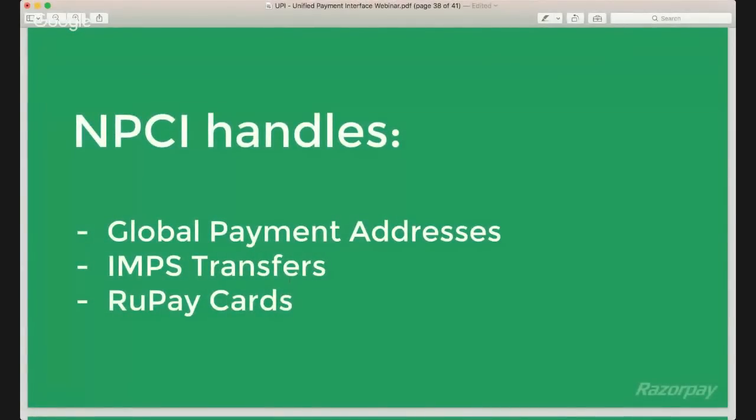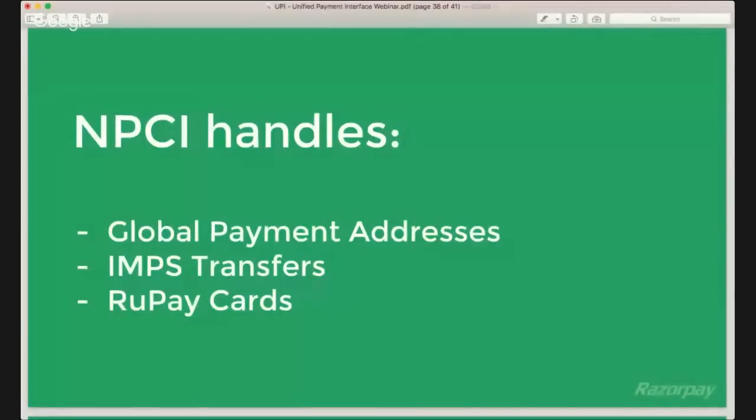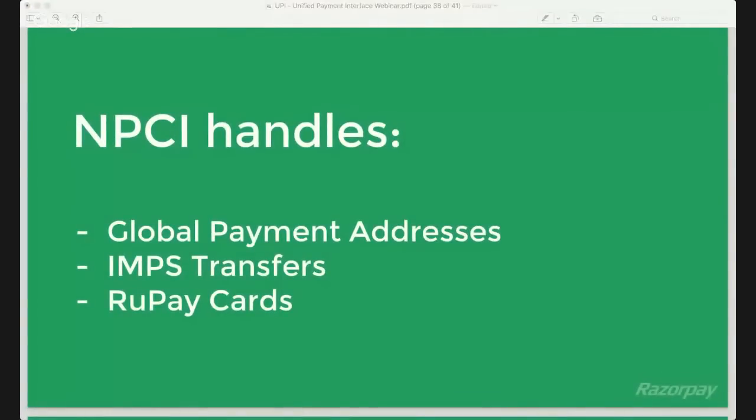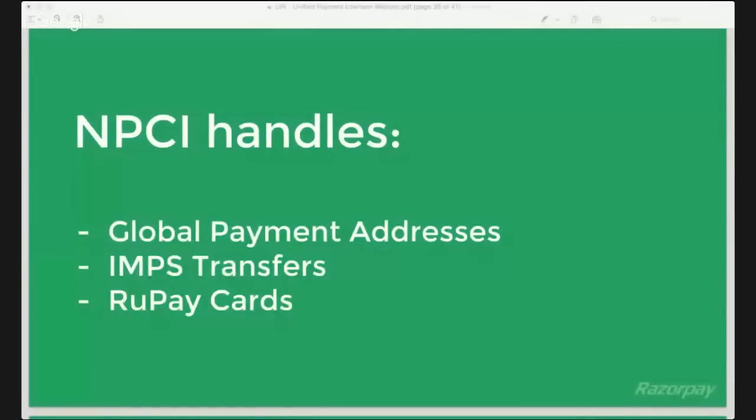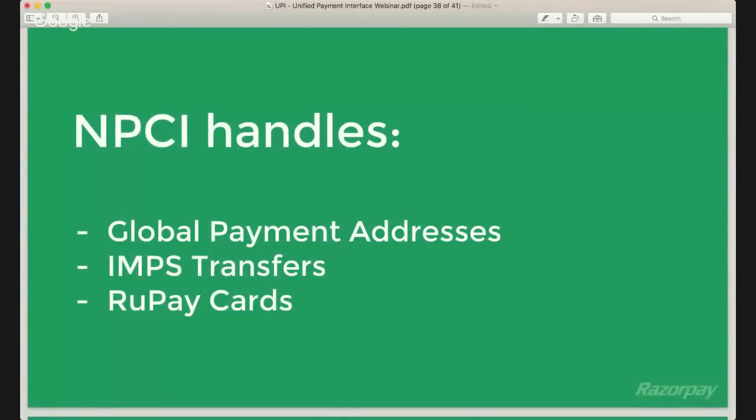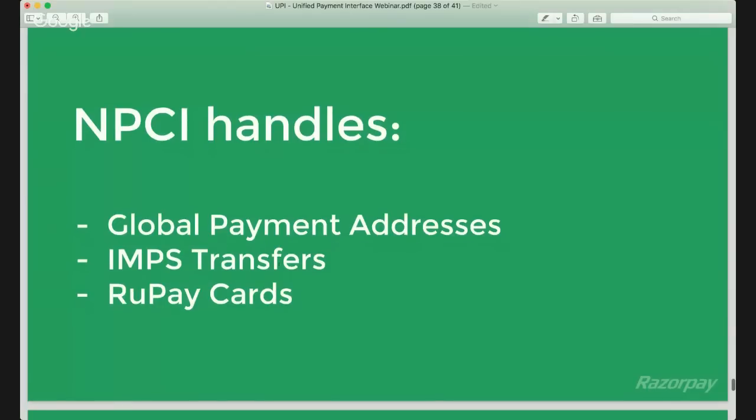The first is global payment addresses, which essentially means they're taking care of any payment address that they can resolve on their own, which means things like IFSC codes. They're also taking care of RuPay cards. They're also taking care of Aadhaar-based addresses. So if you transfer money to an Aadhaar card, where does the money go? That's being taken care of by NPCI. And finally, let's say you transfer money to a phone number: what bank account address does this phone number correspond to? It depends. NPCI will be resolving it on their own.